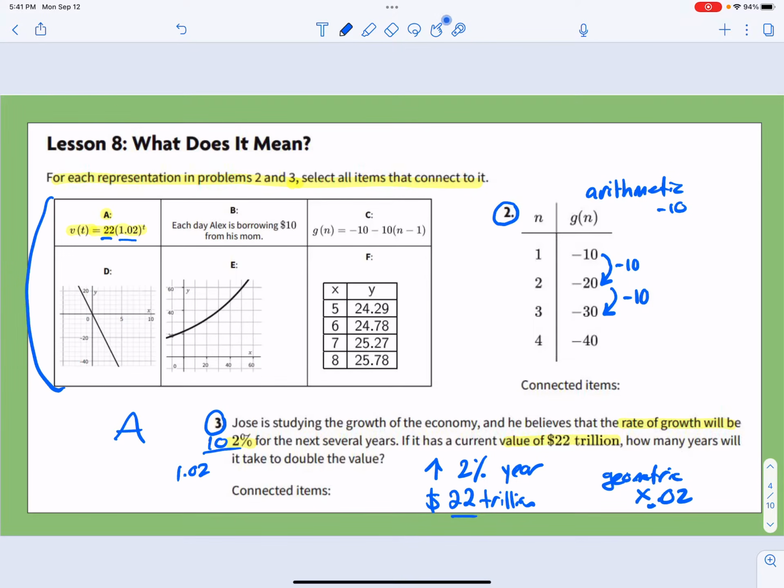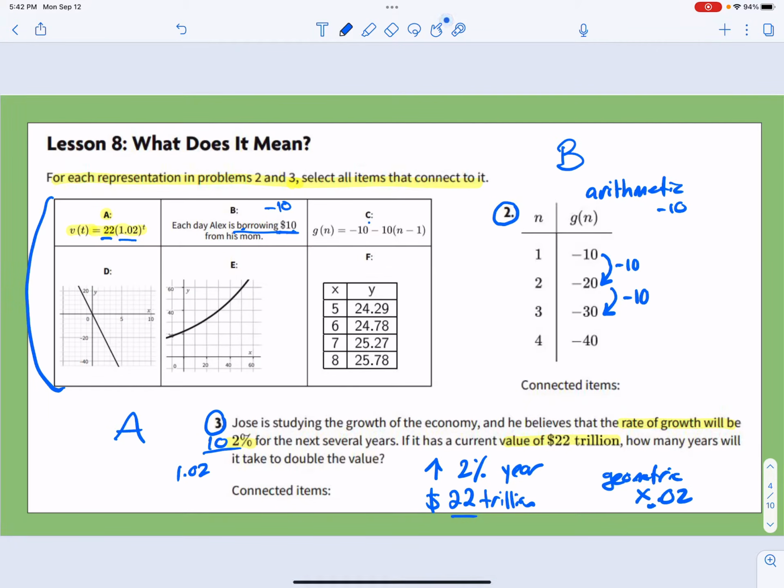B says Alex is borrowing $10 from his mom. So borrowing $10 means, in a sense, you owe money. Yes, he might have money, but he also owes it because he's borrowing it. So we can see a 10 decrease happening over here. So I would say for number 2, B goes best with that one.